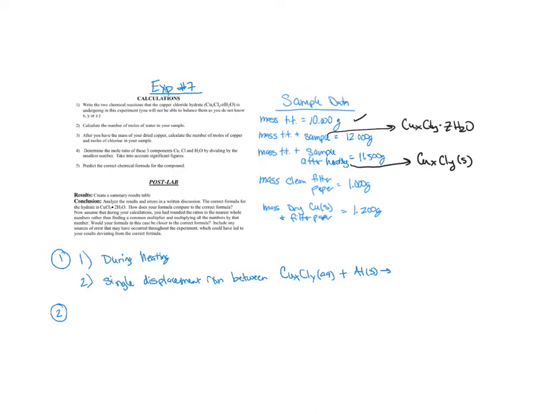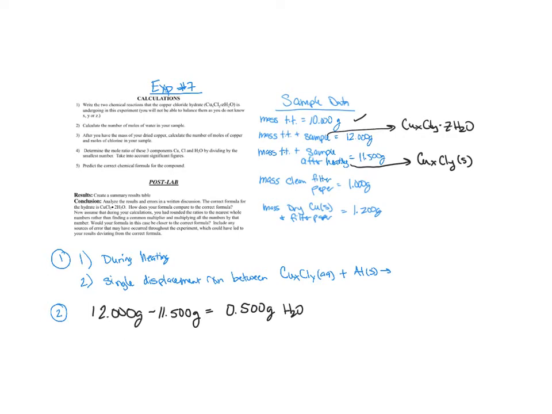So to figure out the mass of just the water, we take our test tube and sample before heating minus the test tube and sample after heating. In this case, with my sample numbers, 12.000 grams minus 11.500 grams. Keeping track of significant figures, so subtraction, we need digits past the decimal, 0.500 grams of water.